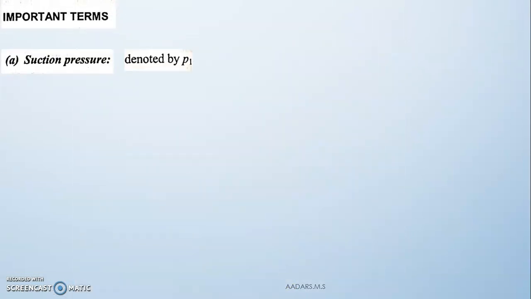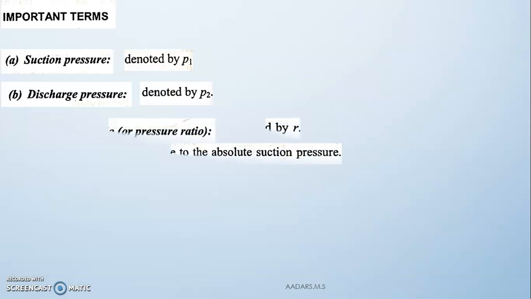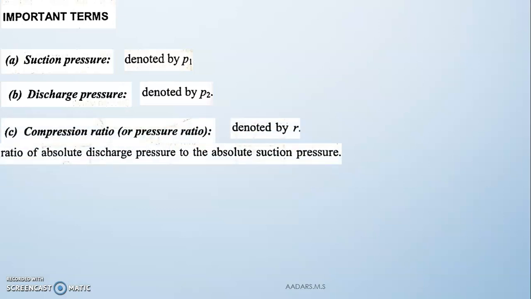So we have to go through some important terms before going to the reciprocating pump in detail. First one is the suction pressure, denoted by P1. Second is the delivery pressure or discharge pressure, denoted by P2. Third is the compression ratio, the ratio between the outlet and inlet pressure, P2 by P1, denoted by small letter r.